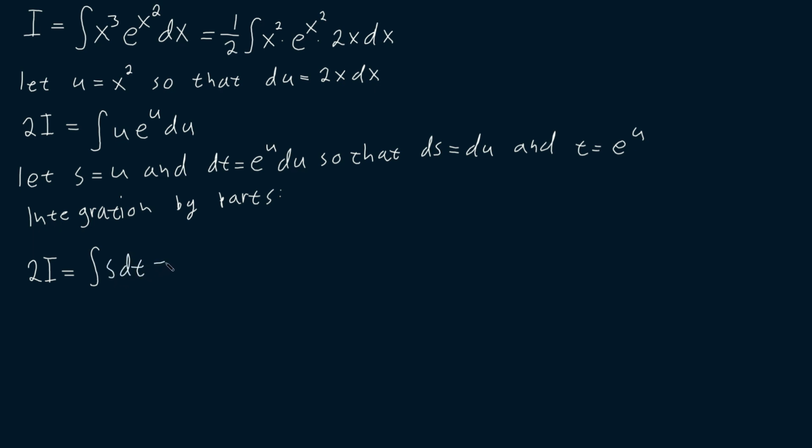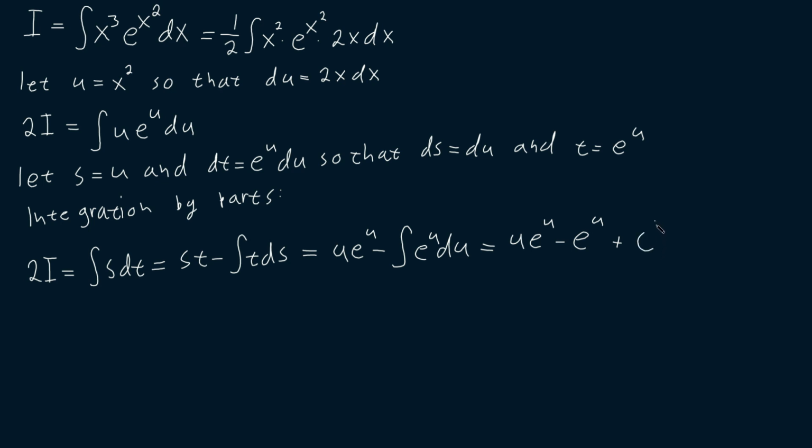integral of s dt, is equal to s times t minus the indefinite integral of t ds, which is equal to u times e to the u minus the indefinite integral of e to the u du. And this here is equal to u times e to the u minus e to the u plus some integration constant, let's call it c prime.